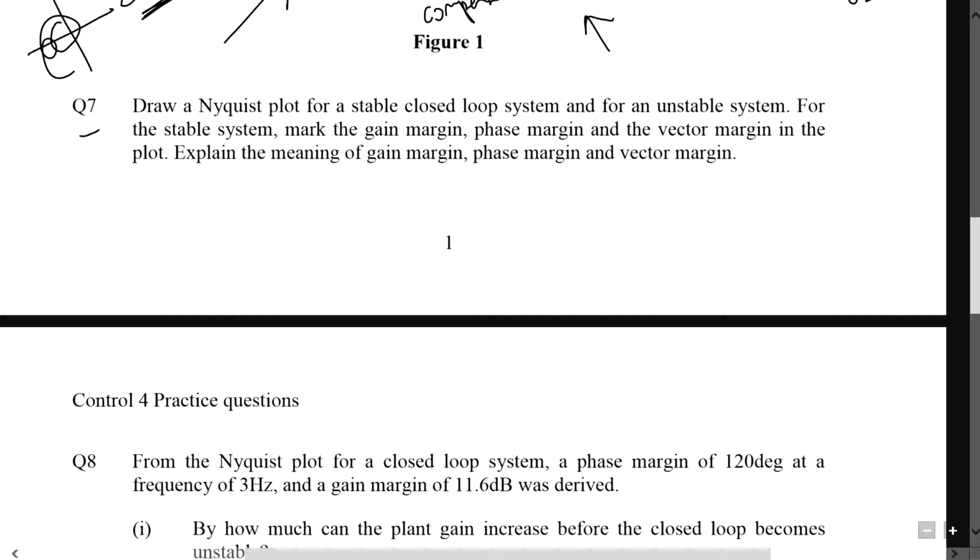So draw a Nyquist plot to indicate a stable closed-loop system and an unstable system. So you need 2 diagrams. Be very careful when you read it. And for the stable system, mark the gain margin, phase margin, vector margin. Explain the meaning of the gain margin and these things. So how do we do this?